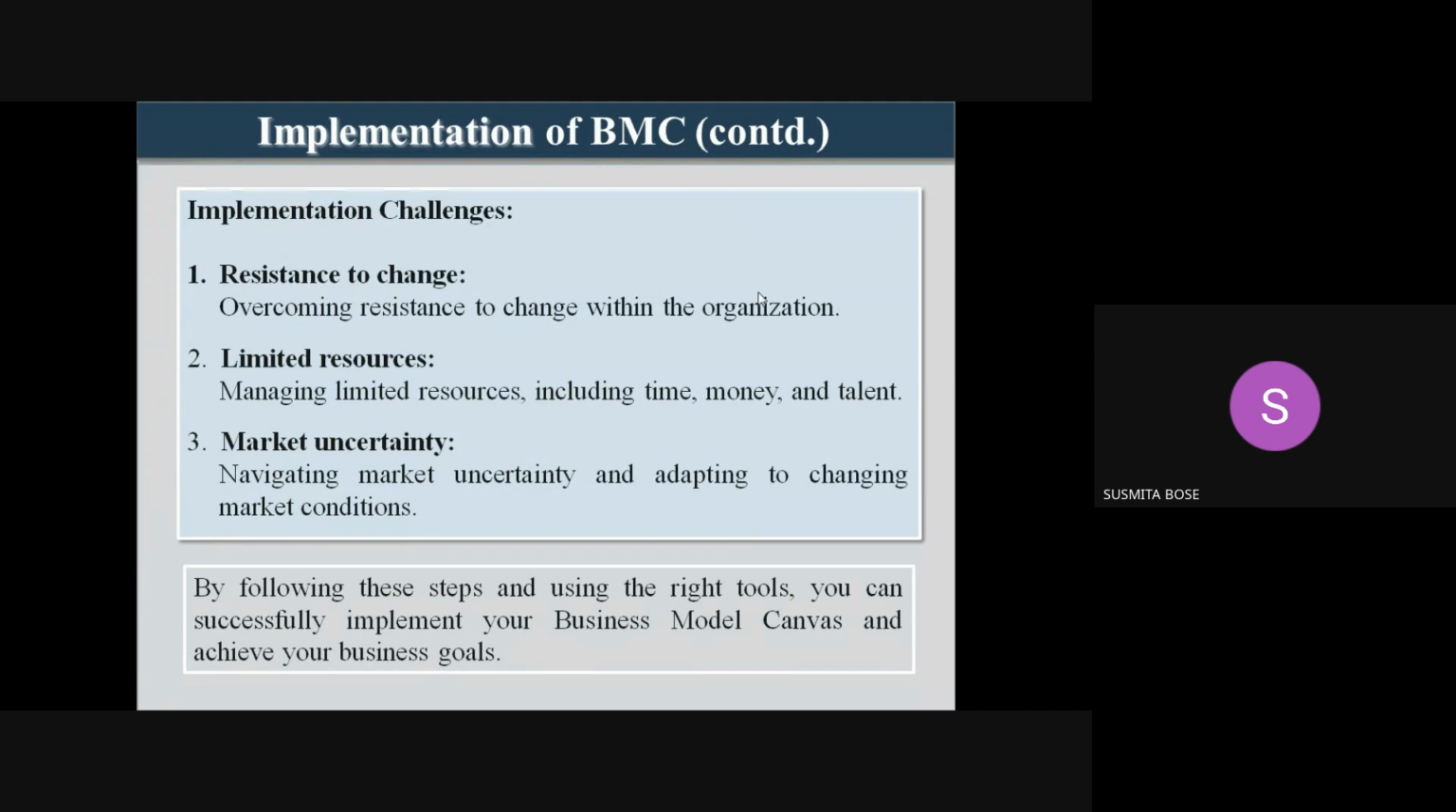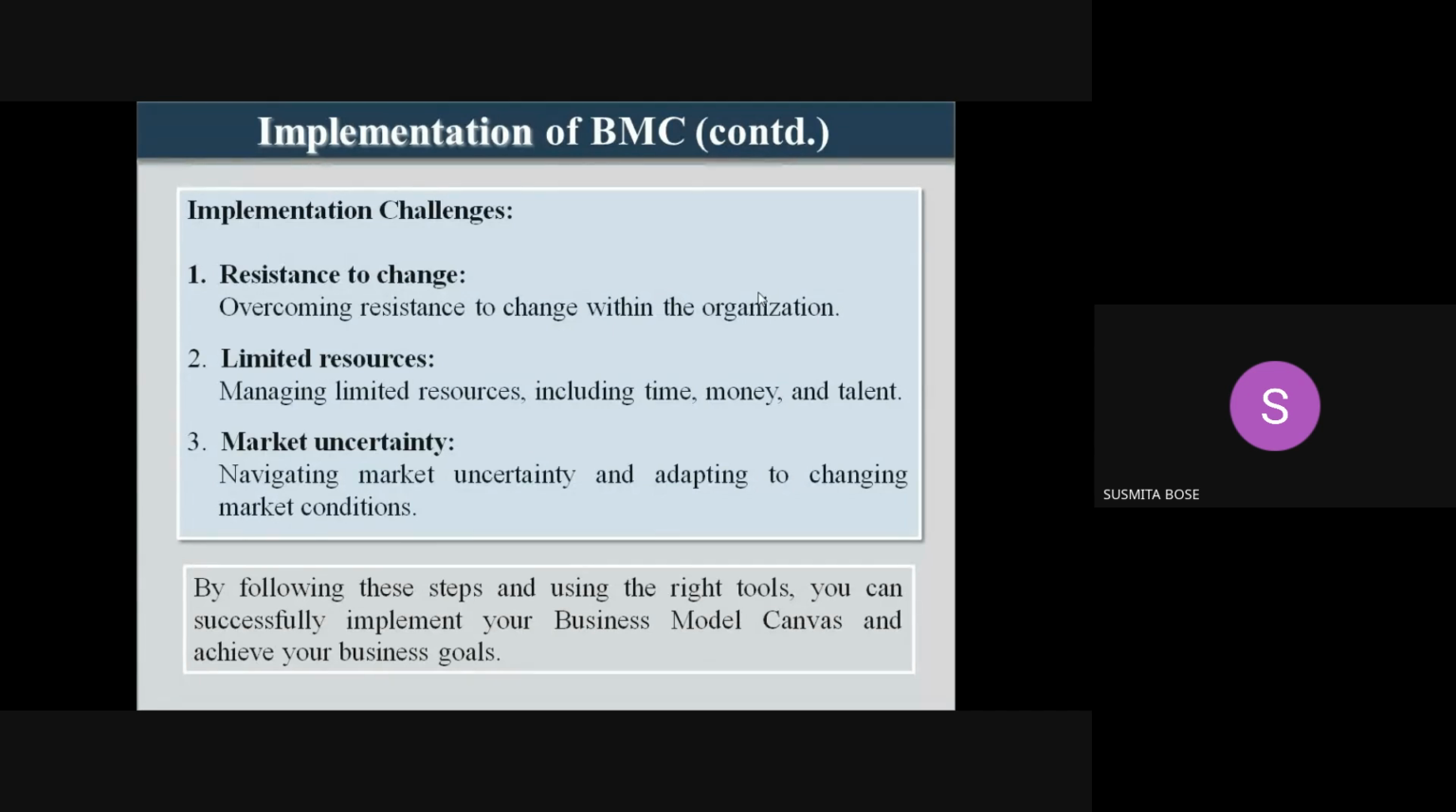If you have limited resources, including time, money, and talent, you'll have to manage those limited resources, because when you are starting, you are a startup, you cannot have enough money. You cannot hire talent because you don't have that amount of money to hire the best people in the market. You don't have that much time. Your competitors are breathing down your neck. So you have to manage these limited resources, and navigate market uncertainty and adapt to changing market conditions.